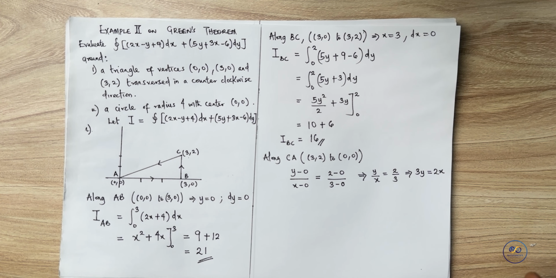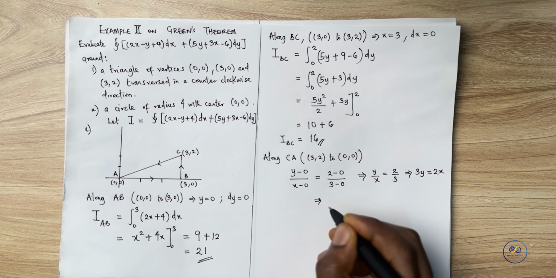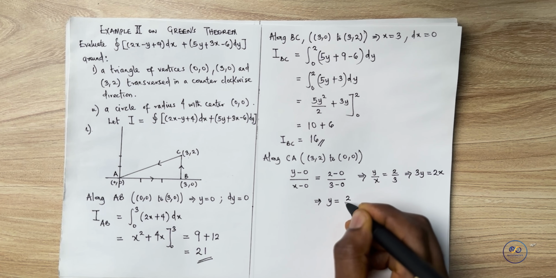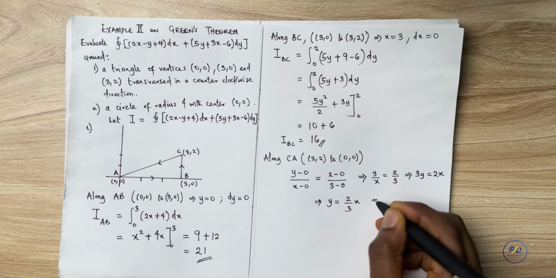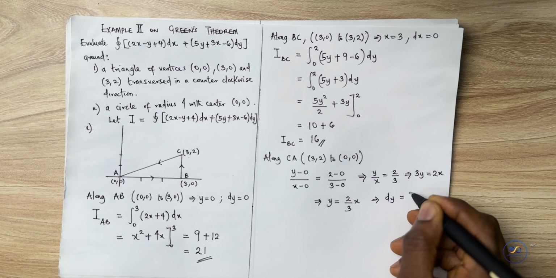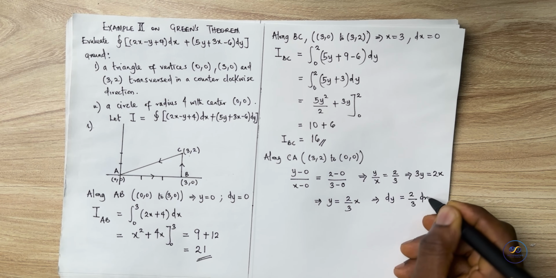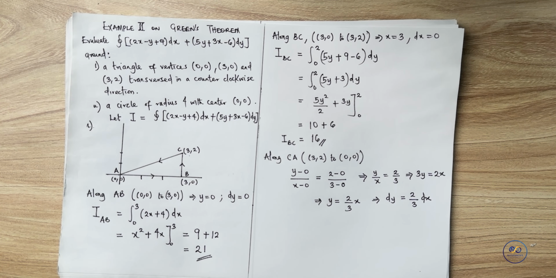Now, let us make our substitution in terms of x, thereby eliminating y. In this case, y would now simply be equal to 2 over 3 x, which would mean that dy would now be equal to 2 over 3 dx. So all we would have left would be x in this case. Now, because we are making our substitution in terms of x, that would mean that we would only be using the bound values for x in this case.